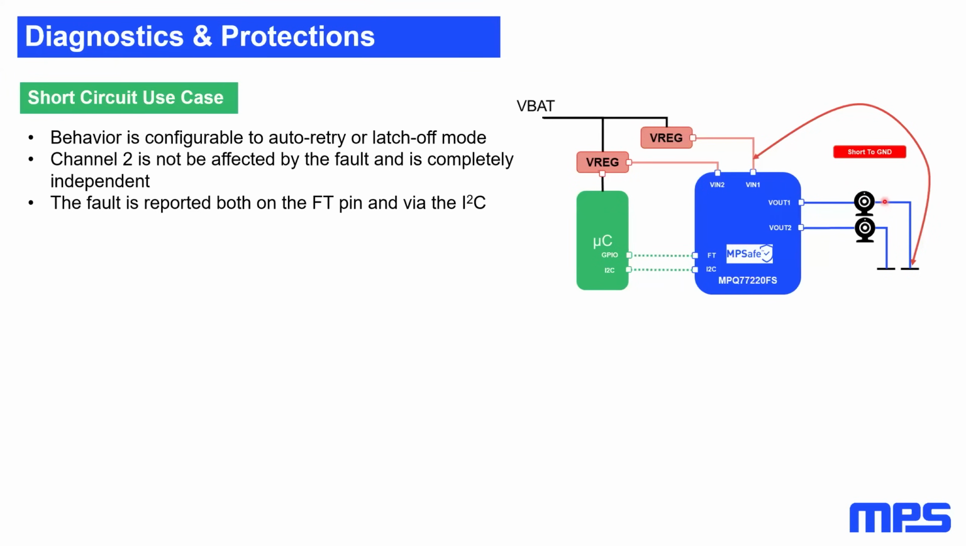But what we would like to do is to control the behavior of the output. We can put it even on auto retry or latch off mode. The channel 2 shouldn't be affected, and this is the case here. So the channel 2 is not affected by default and is completely independent. Third thing, we would like to report. And here's how we report the fault through the fault pin and the I2C. The I2C is going to give more in-depth information about the short circuit, and the fault pin is going to give more information that there is a fault. And then we need to go deeper to understand it.